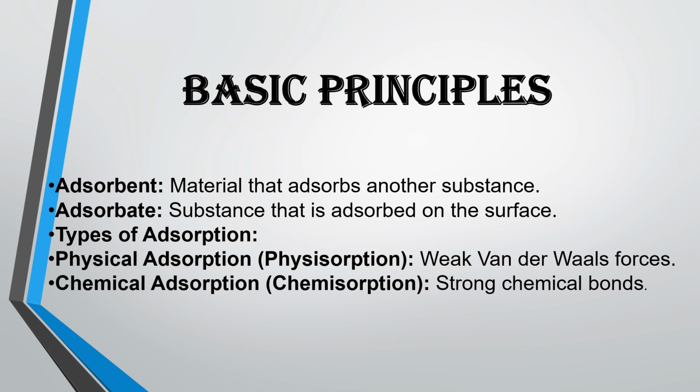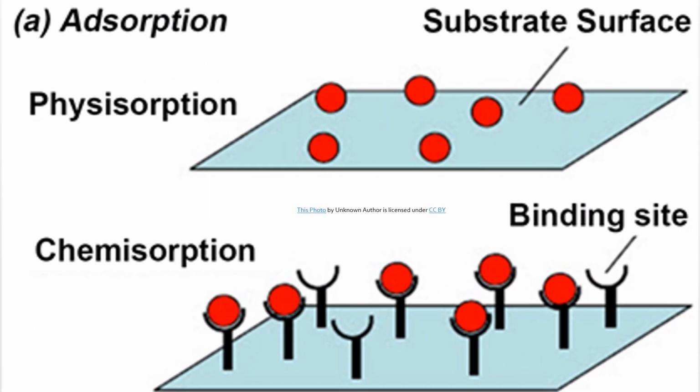Due to chemical bonding, the enthalpy of adsorption of chemisorption is high, nearly around 80 to 240 kilojoules per mole. Physisorption of a gas adsorbed at a lower temperature may be converted into chemisorption at a higher temperature. So this is the picture distinguishing between the physical adsorption and the chemical adsorption.